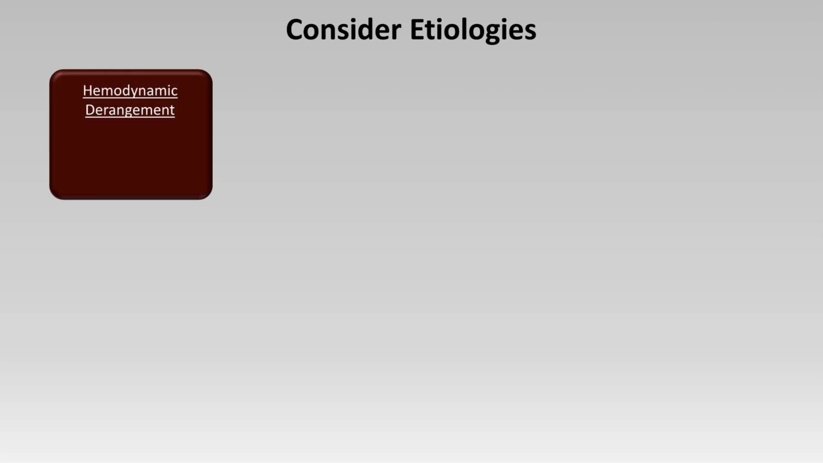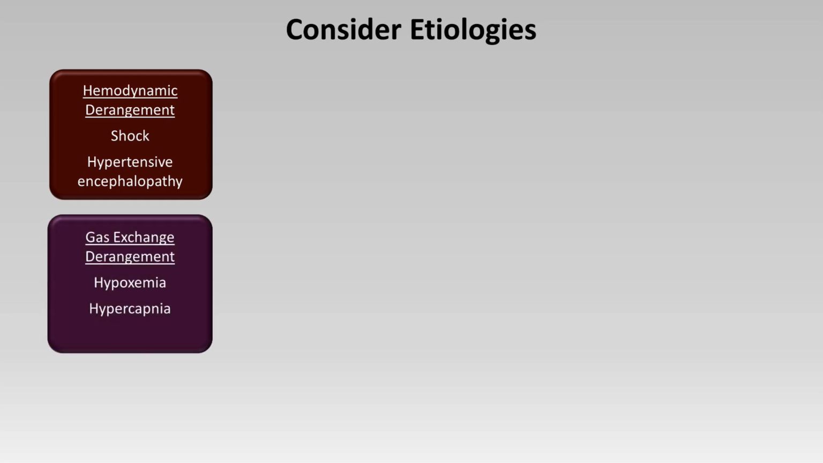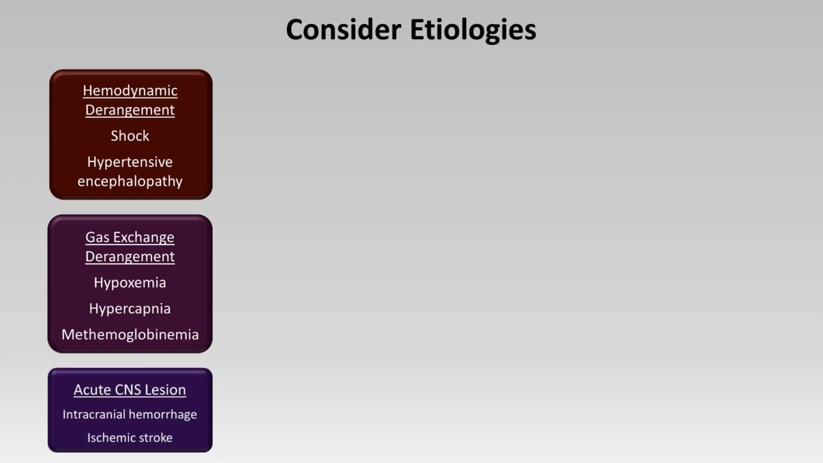Altered mental status can be from hemodynamic derangement, which is nearly synonymous with shock, but also includes things like hypertensive encephalopathy. It can be from a derangement of gas exchange, predominantly hypoxemia or hypercapnia, but also includes methemoglobinemia. Acute CNS lesions include both intracranial hemorrhage and ischemic stroke.